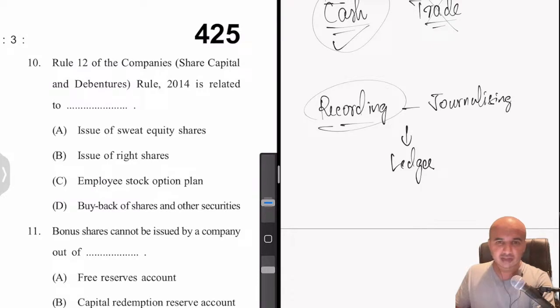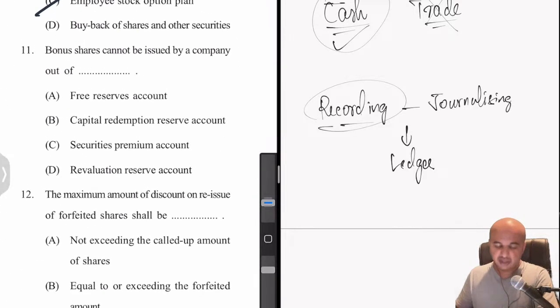Moving on, question number 10. Rule 12 of the Companies Share Capital and Debentures Rules 2014 is related to, this is a facts based question. I have been telling this since a long time, that wherever you see section numbers, wherever you see rules, etc., and wherever you think a possible question can be drafted from that, please mark it in your textbook or somewhere else. So in this case, the right answer is employee stock option. Rule 12 deals with employee stock option.